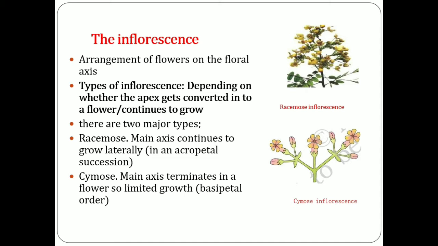Depending on whether the apex gets converted into a flower or continues to grow, two major types of inflorescences are defined, racemose and cymose. In racemose type of inflorescences, the main axis continues to grow, the flowers are borne laterally in acropetal succession. In cymose type of inflorescence, the main axis terminates in a flower, hence is limited in growth. The flowers are borne in a basipetal order.